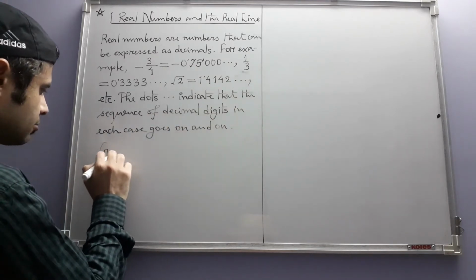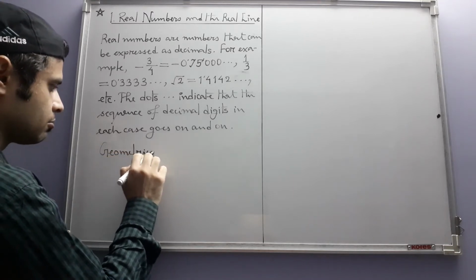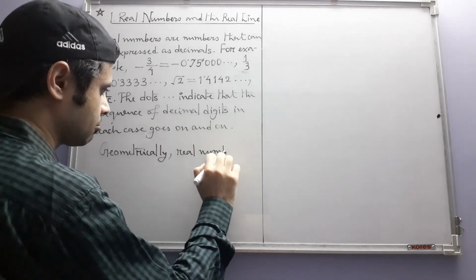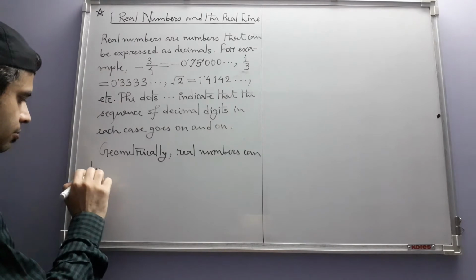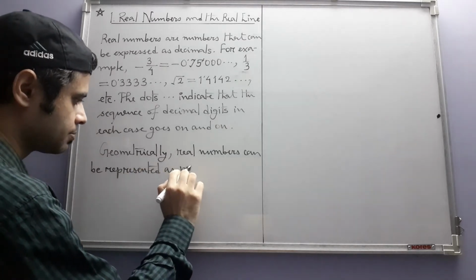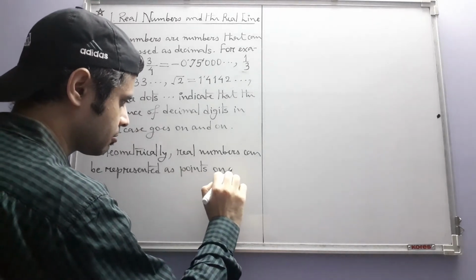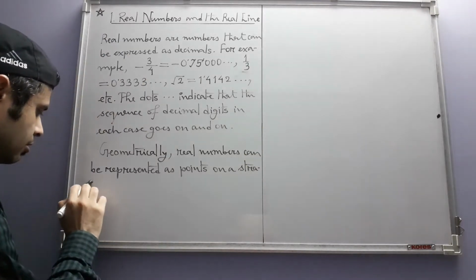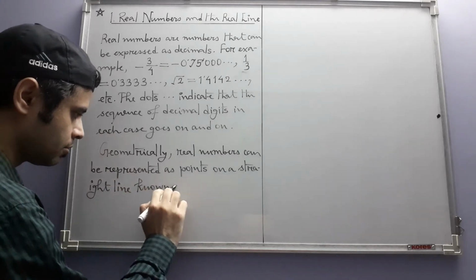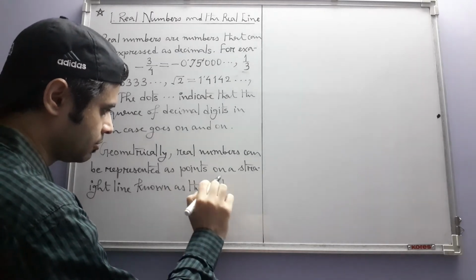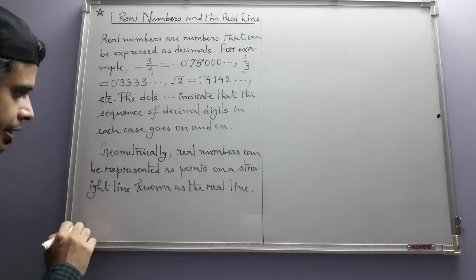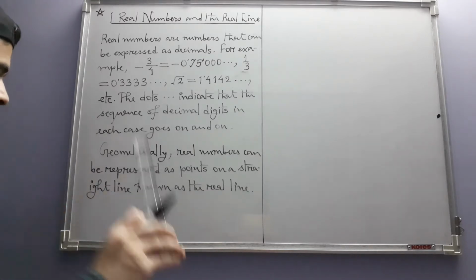Okay, geometrically, real numbers can be represented as points on a straight line known as the real line. Okay, should I draw it in a free-handed manner or should I use the ruler? Okay, let me use the ruler.